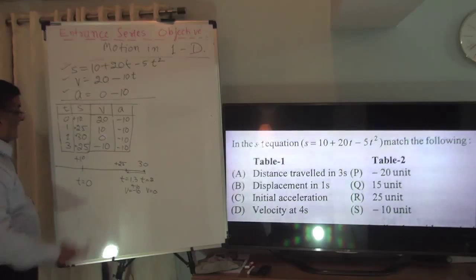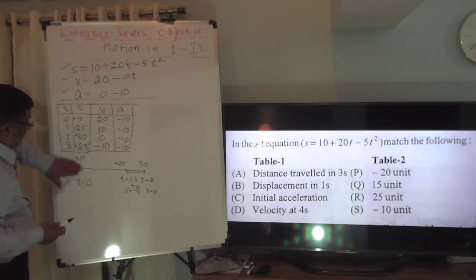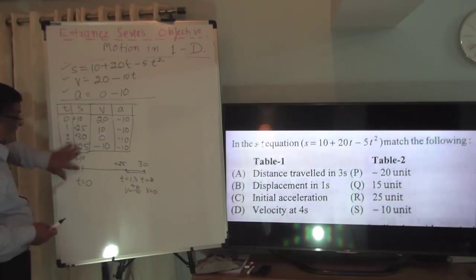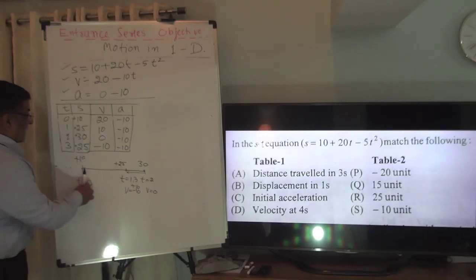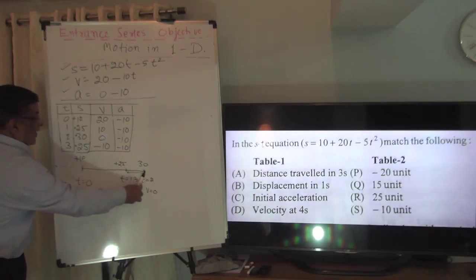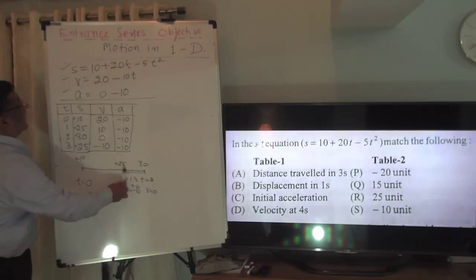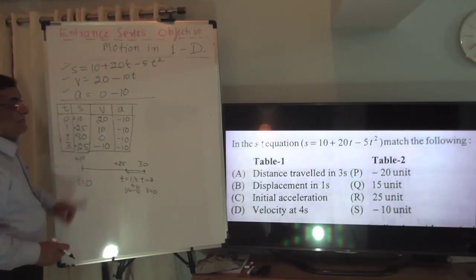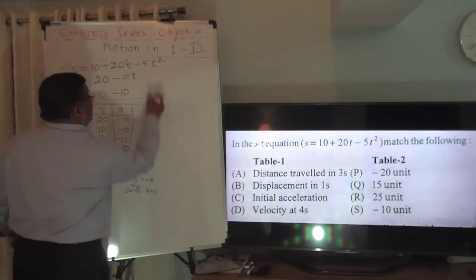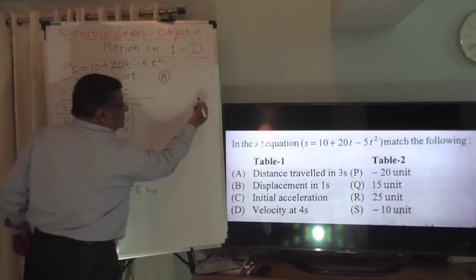Distance travelled in 3 seconds, I have to start from here. So I don't consider this part. From here distance travelled 15 plus 5 is 20, and 5 is 25. So my first answer is 25. So I write A matches to R.